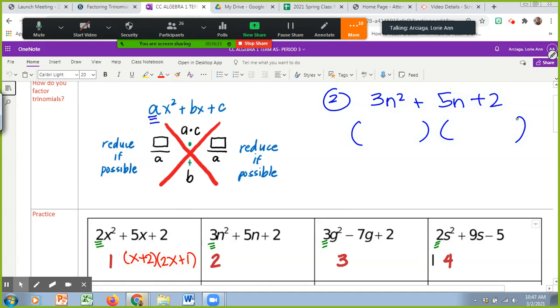So you have 3n squared plus 5n plus 2. We're looking for two numbers that multiply to 2 when we put them right here. So we know it's 2 and 1, right?